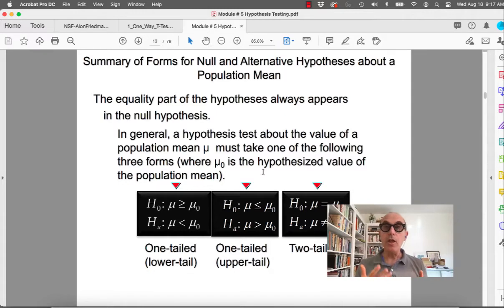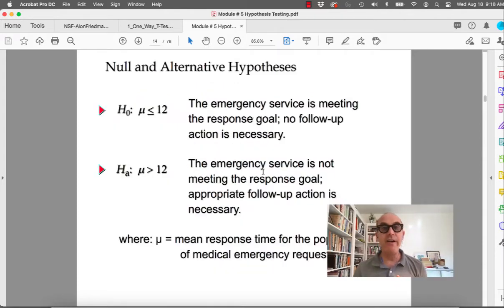Where the null hypothesis is the hypothesized value of the population mean. Again, I'm adding those structures into my hypothesis procedure in order for me to verify it. So the null is that the mean is smaller or equal: the emergency service is meeting the response goal, and no follow-up action is necessary. And the alternative: the emergency service is not meeting the response goal, and the appropriate follow-up action is necessary. So in this case, it is the mean response time for the population of medical emergency requests. And again, this is the structure that we need to follow.